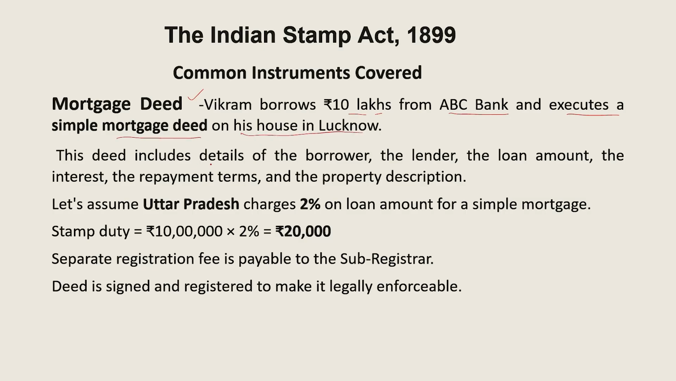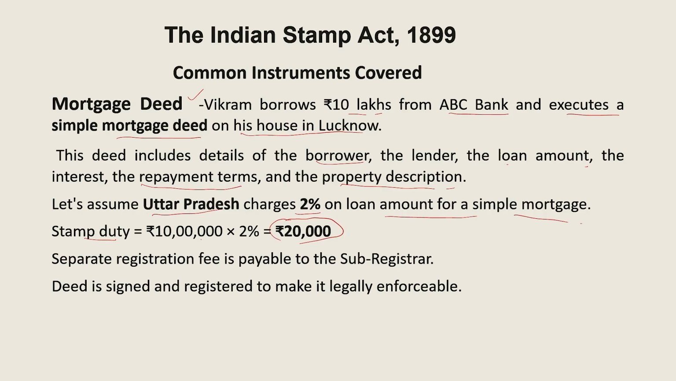So this deed includes details of the borrower, the lender, the loan amount, the repayment terms and the property description. Now let us assume that in Uttar Pradesh the charge is 2% upon the loan amount for a simple mortgage. Then the stamp duty will be 10 lakh multiplied by 2%, which is 20,000 rupees. The registration fees are also payable in the sub-registrar's office, and the deed is signed and registered to make it legally enforceable.